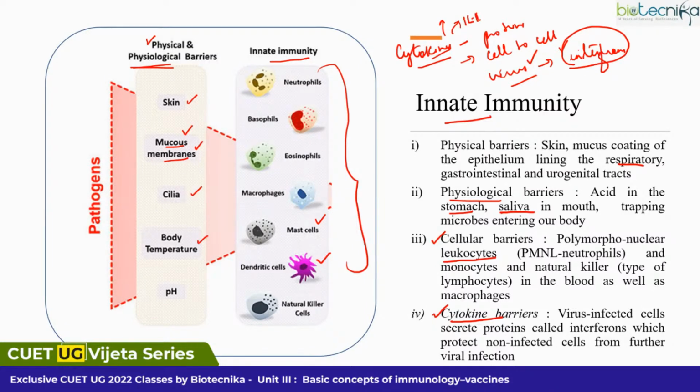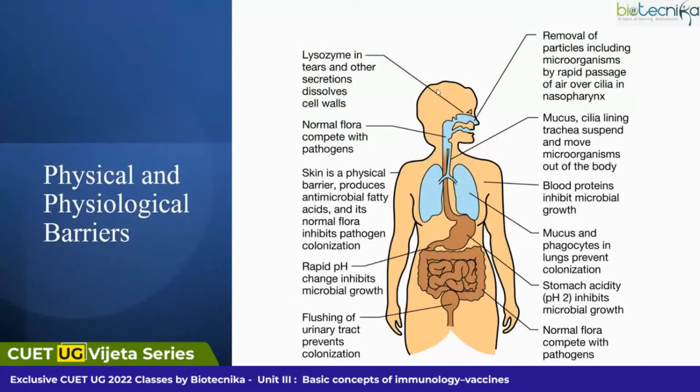okay, for inflammation. Similarly, TNF. Okay, so all these are involved in inflammation. IL-6. Okay, and then IFN gamma. So like that, there are various cytokines that have some specific functions. So these come under your cytokine barriers, which are again a part of your innate immunity.